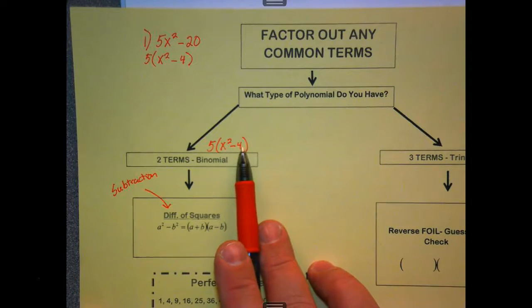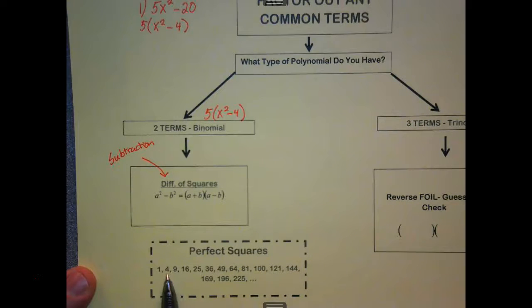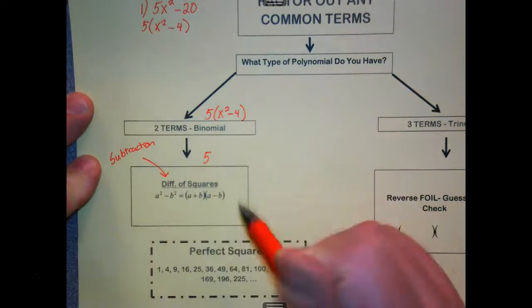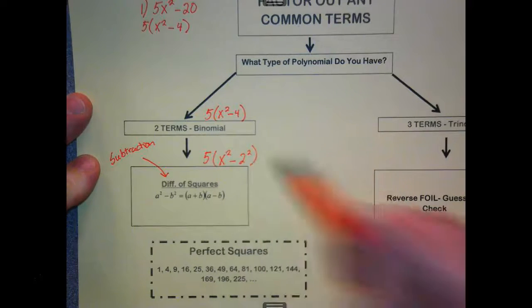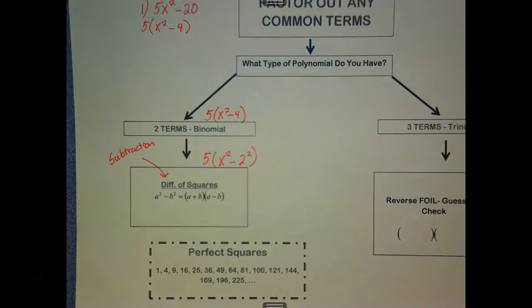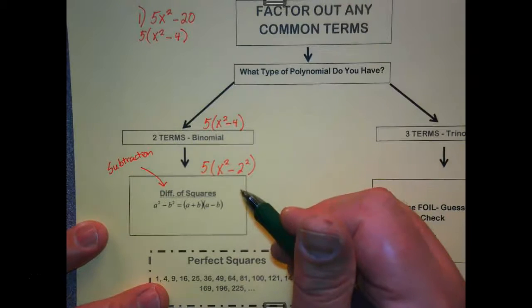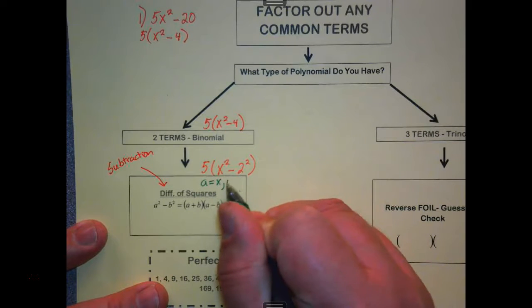Then I have to determine whether this 4 is a perfect square. Well, lo and behold, I have a little section down here that tells me the perfect squares. I look at it, and yes, indeed, 4 is a perfect square. In fact, I can rewrite this as 5 times x squared minus 2 squared. Then I have to determine, what's my a and b? My a here is x. My b is the base, 2.